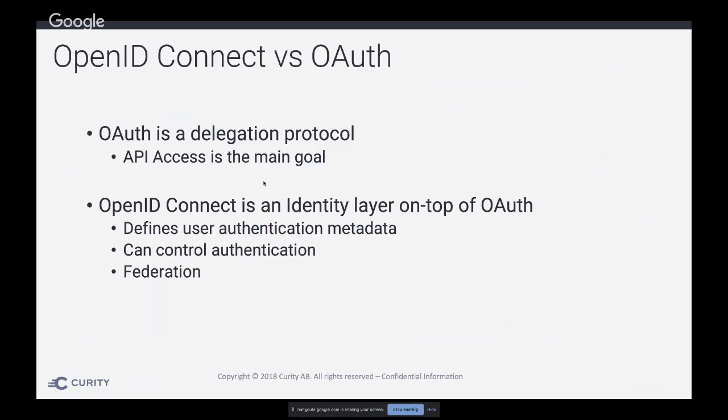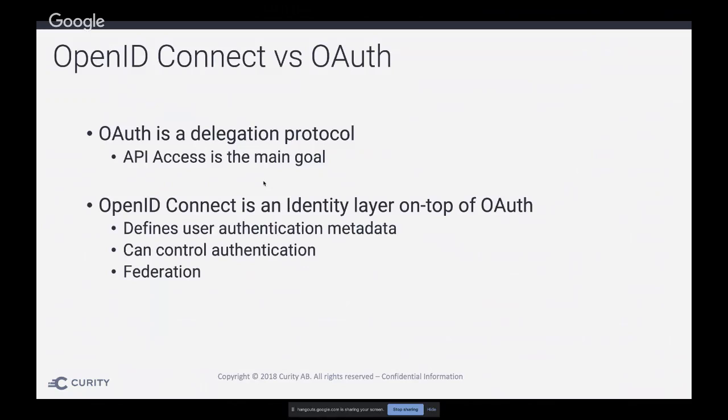So if we want to provide some data about the user to the application, to the client, then that's when OpenID Connect comes in. OpenID Connect is an identity layer on top of OAuth. So it's a protocol that builds on top of OAuth, which means that if you use OpenID Connect, you have OAuth, not the other way around, though.